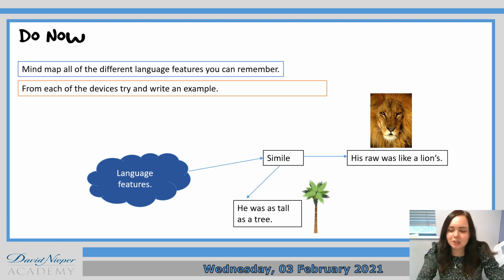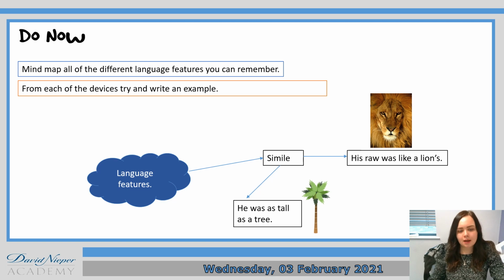Year 11, so we're continuing with our language work this week. So what I would like you to start off with today is mind mapping all of the language features that you can remember. And once you've written down the language features, what I'd like you to do is to try and provide an example for each one.